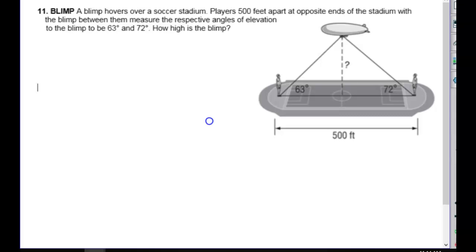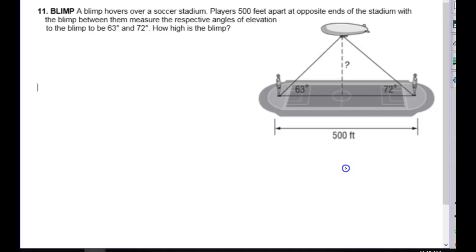A blimp hovers over a soccer stadium. Players 500 feet apart at opposite ends of the stadium with the blimp between them measure the respective angles of elevation to be 63 and 72. How high is the blimp? Okay, what are people going to do that's not correct?